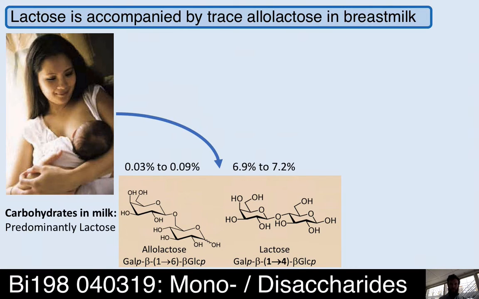I told you lactose was this beta-1,4 linkage. Allolactose is a beta-1,6 linkage. Same monosaccharides, galactose linked to glucose, but a different linkage. A little bit of something called allolactose. I'm going to show you why that's important in a moment. But first, back to the lactose.